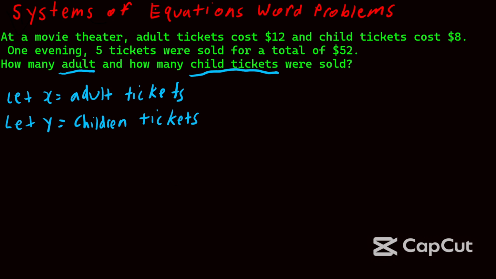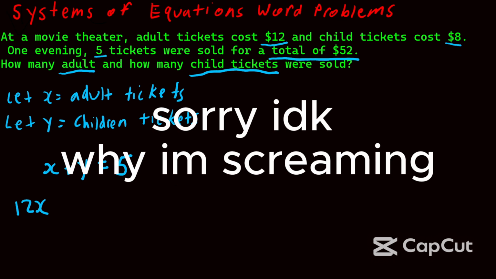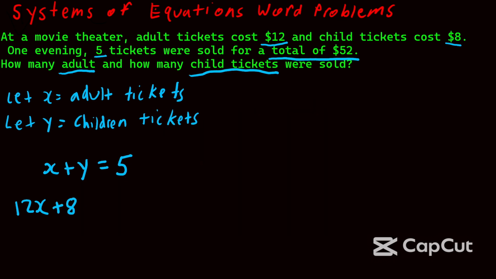Okay, now what else do they tell us? Adult tickets cost $12 and child tickets cost $8. One evening, 5 tickets were sold. So X plus Y, the adult tickets plus the children tickets, equals 5, right? That's how many total tickets were sold. And now they tell us a total of $52. So adult tickets, 12x, right? $12 per adult ticket and $8 per child ticket should equal the total of $52.